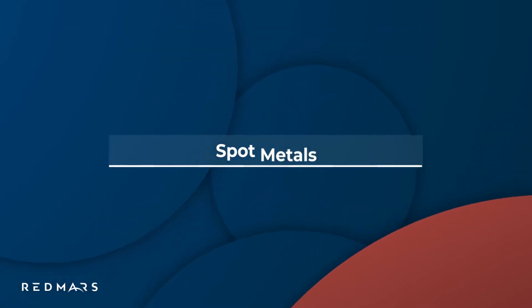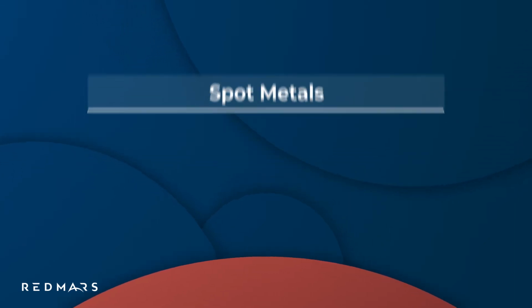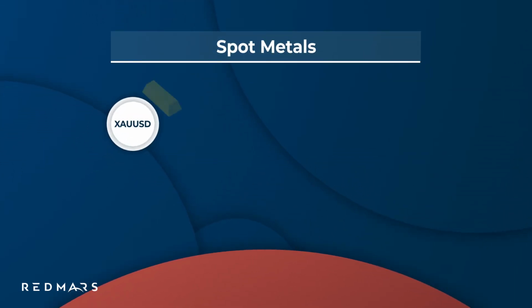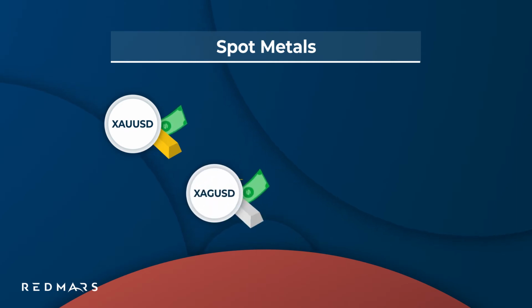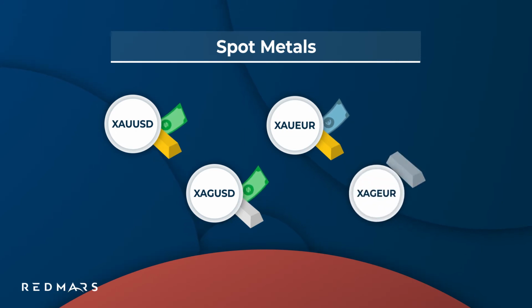You can trade spot metals on the market. Spot is an instant transaction. You can find here such pairs as gold ounce to United States dollar, silver ounce to United States dollar, gold ounce to euro, silver ounce to euro.